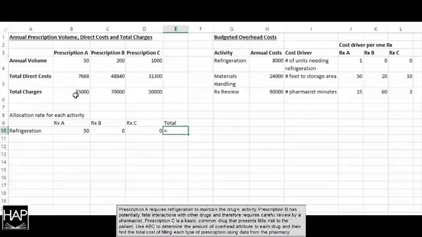So the total number of units needing refrigeration is the sum of the refrigeration units here. So I have 50. I know that the total cost is $8,000, and the units that I'm dividing that among is 50. So I get the allocation rate by taking the annual cost and dividing it by the number of units needing this activity. So I get $160 per unit.